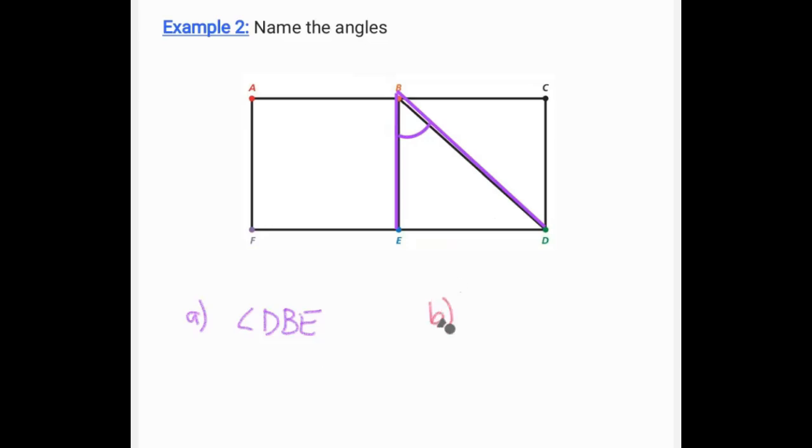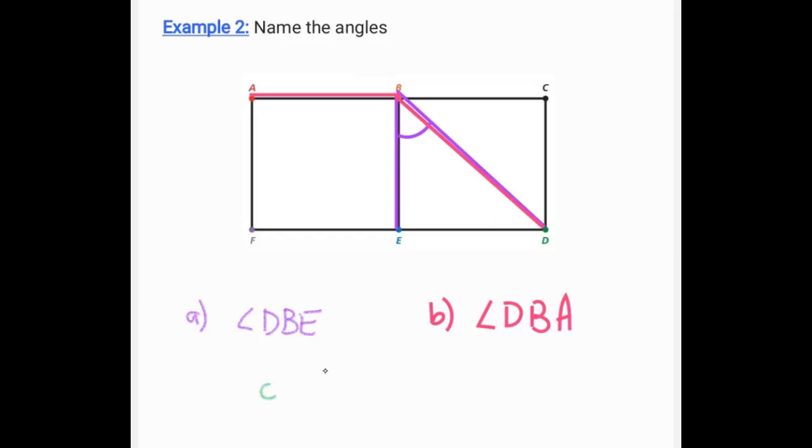Okay, let's do letter B. If I have an angle DBA, we're going to go ahead and draw that out. So I have D, B, and then A. So it's going to go out this way now. What is that angle called? It is an obtuse angle.